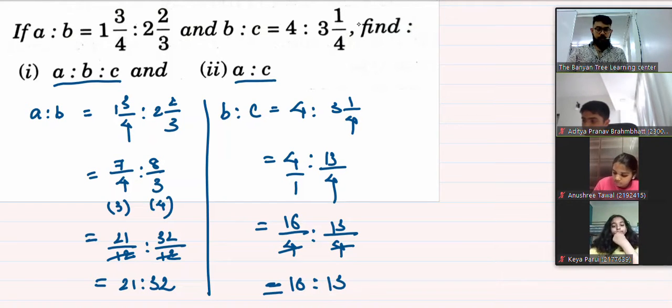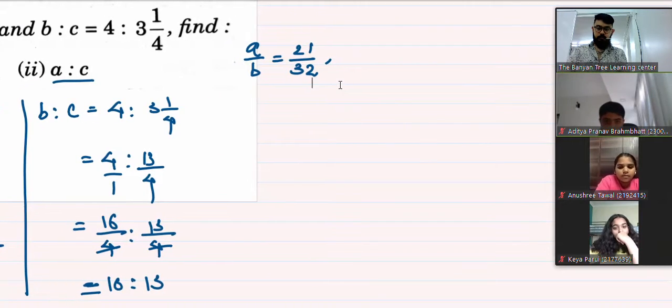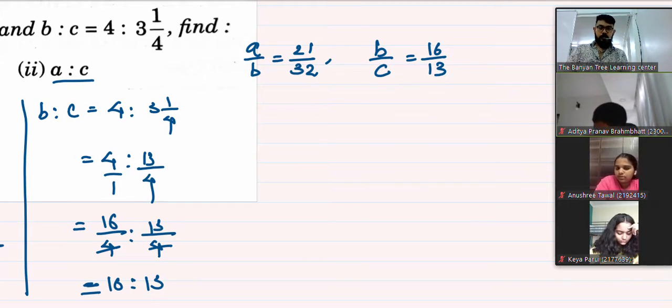Okay, did everyone write this much? Now look, what is a by b? 21 upon 32. And what is b by c? 16 by 13. I just want you to notice that the parts of b are 32 in the first ratio and 16 in the second ratio. You have to make them equal.